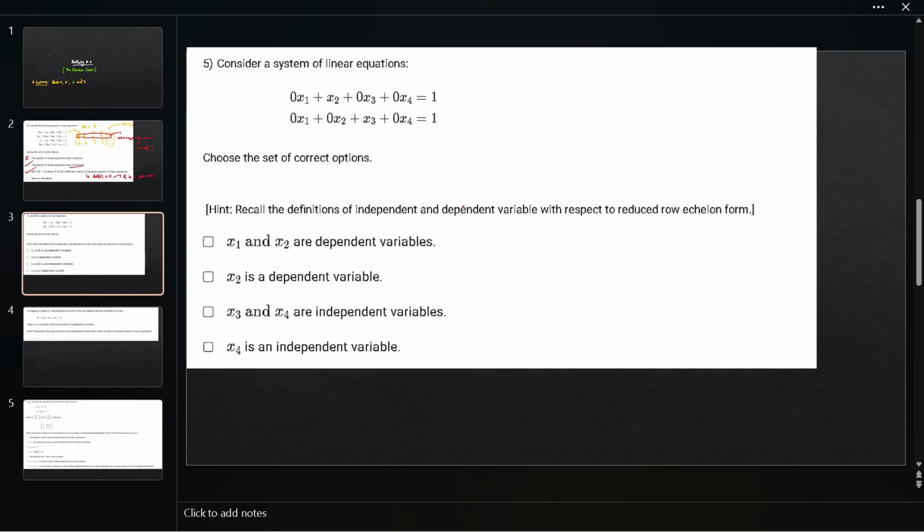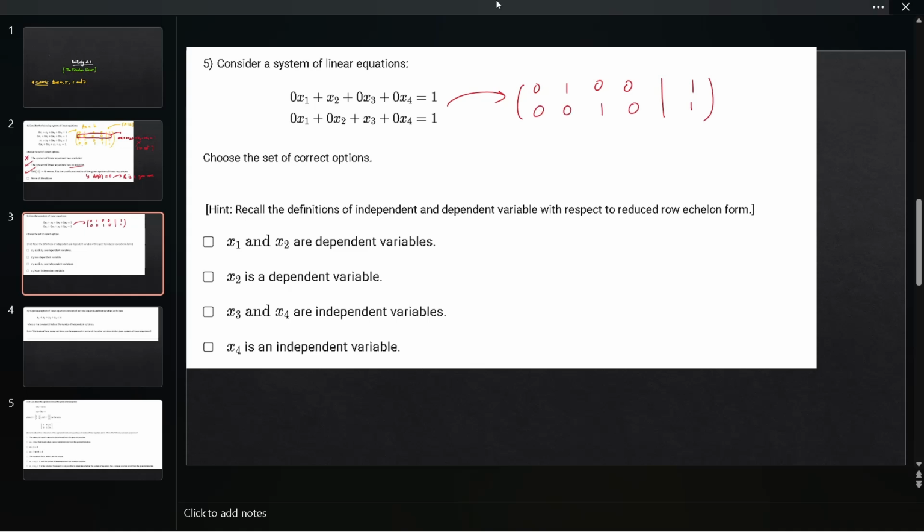Moving on to question number 5, it is asking us about the dependent and the independent variables. So let's write the augmented matrix first. Here we have 0, 1, 0, 0, and then 1, 1 over here. And here we have 0, 0, 1, 0, 1, 0. To identify the dependent and independent variables, first we express our matrix in the RREF form. This matrix is already in RREF form.